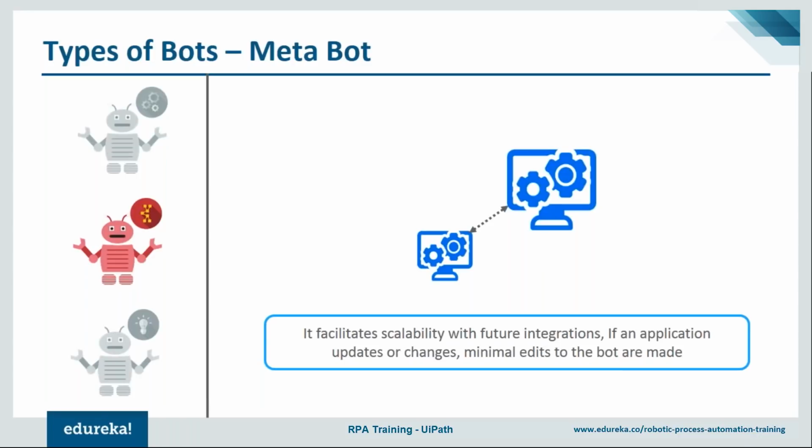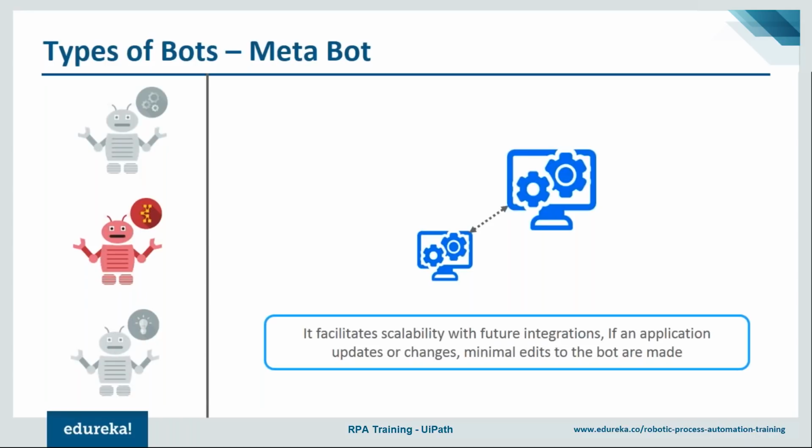If tomorrow the UI for Flipkart.com changes, my task bot will fail because I've told my task bot to go to exactly this particular element and click it, or go to this particular element and do something. But what if all those elements change? In that case, my task bot will fail. And that is where my MetaBot will help me.